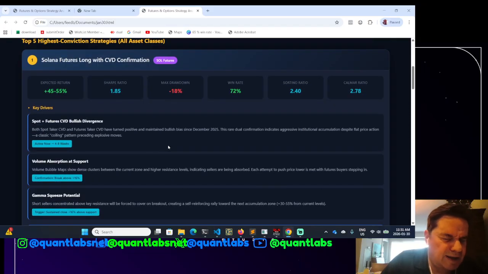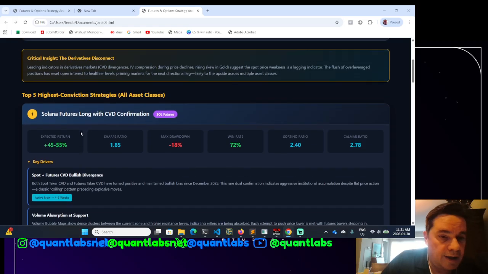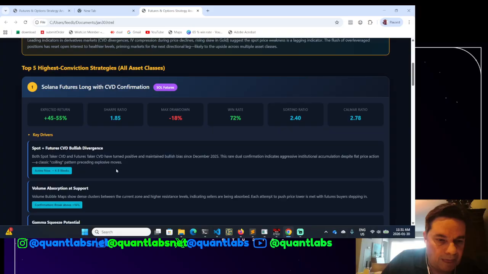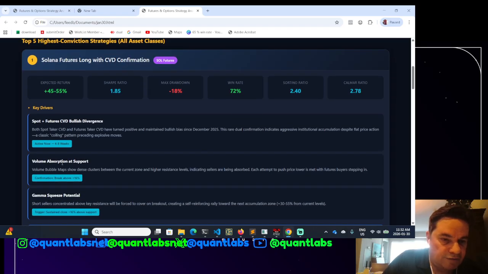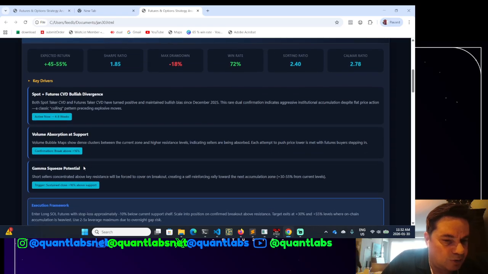The highest one that gives you the best driver is Solana futures long with CVD confirmation. And again, this is all taken out of the news that I've shown over the last few days. You can see here what's driving that: the CVD turned positive, maintained bullish bias since December. We have volume absorption at support, and then we have a gamma squeeze potential.